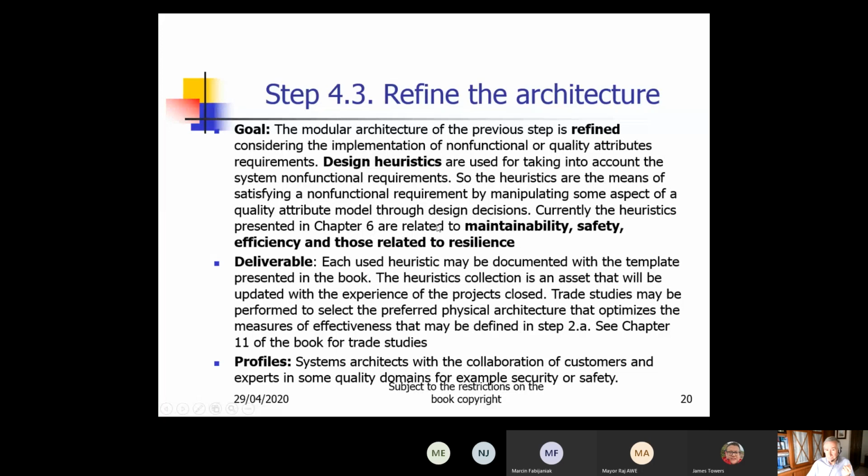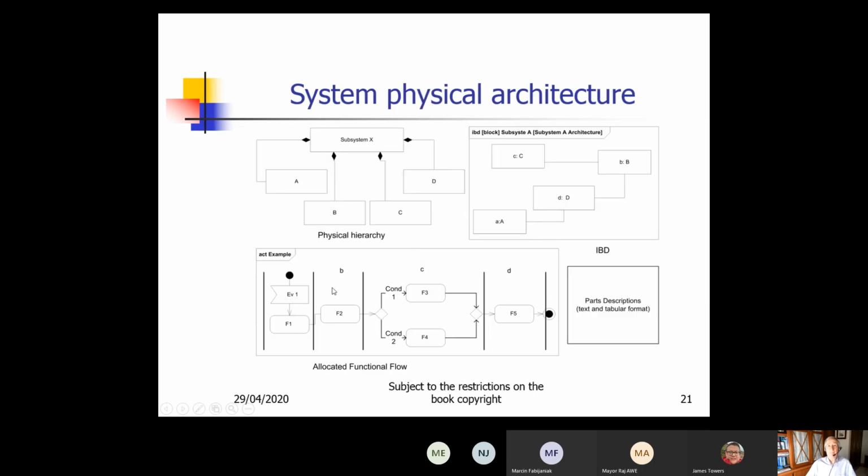These heuristics right now are in chapter 6 of the book. So the deliverable here is the physical hierarchy, internal block diagrams to show the interactions between the parts. Here we have a part of this type. The part is C, the type is C, capital C, and we have the parts and the interaction.